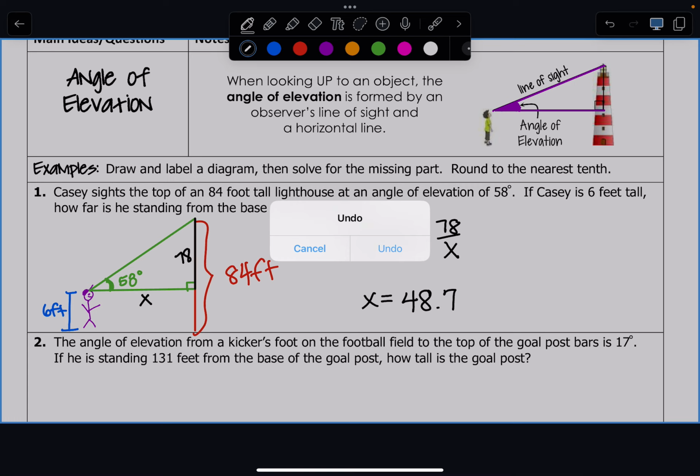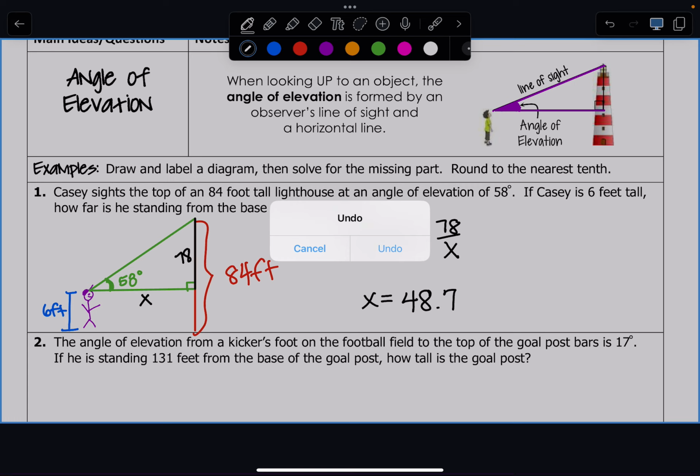How can x be 48.7 if the shorter side is 78? Do you think I drew it accurately? I would assume not. How tall the person is in comparison. When we draw a picture, it's probably not going to be drawn to scale.